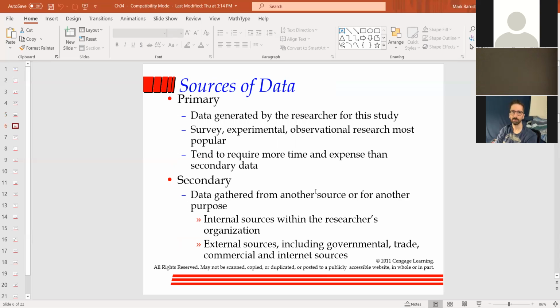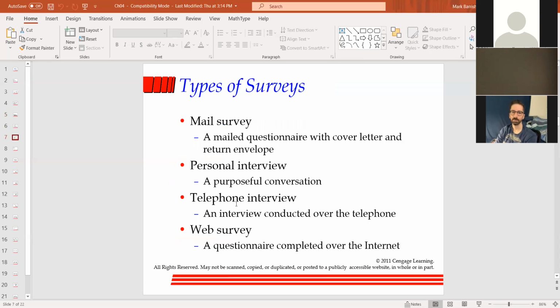Again, the sources of data, I've gone over it, the difference between primary and secondary. It's okay to know this, but it's not critical to know this for this course. Here are the different types if you were going to do a survey.